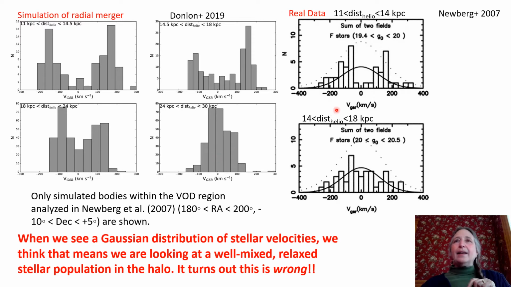In the real data, we saw stars moving away from us with positive velocity and towards us with negative velocity. If we went out further, again, we saw this distribution. We would have said that is just a smooth, randomly directed stars in the halo, but we now know that that could be just from one radial merger. In fact, many of the stars that we thought were just randomly directed in the halo might all be from one or maybe a few radial mergers that make up most of the stars in the halo.